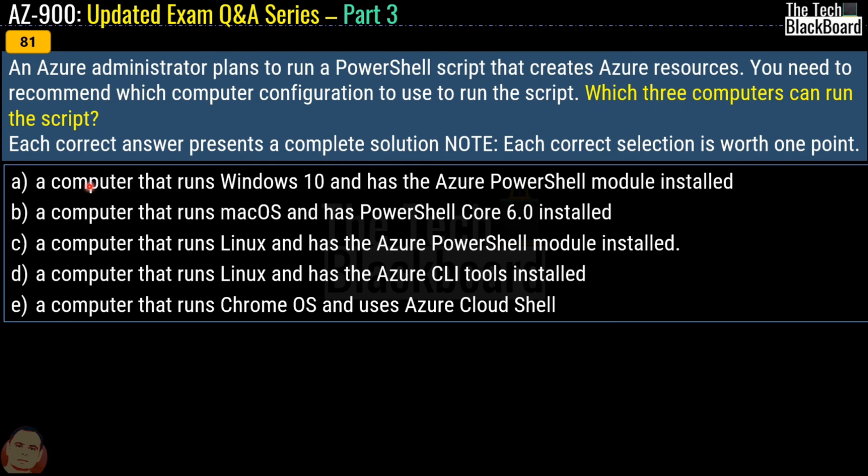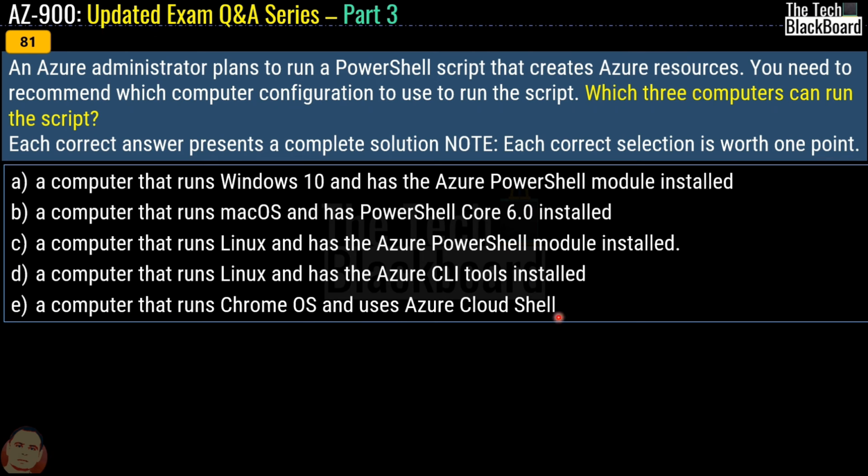Your options are given here. Option A is a computer that runs Windows 10 and has Azure PowerShell module installed. Option B is a computer that runs macOS and has PowerShell Core 6.0 installed. Option C is a computer that runs Linux and has Azure PowerShell module installed. Option D is a computer that runs Linux and has Azure CLI tool installed. And option E is a computer that runs Chrome OS and uses Azure Cloud Shell.